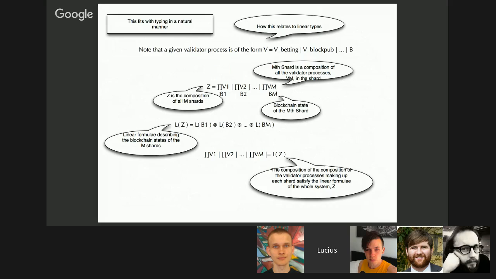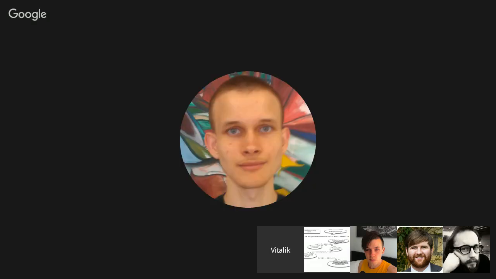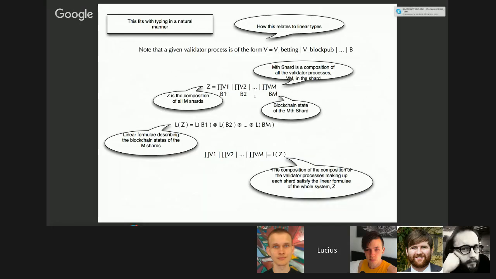So each of these shards is maintaining a picture. That picture has a corresponding linear type, following the methodology of the linear types that can change the blockchain. And then to get the picture of the entire system, you have basically just the big tensor composition of each of the linear types of each of the shards. So this is how you get the total picture.